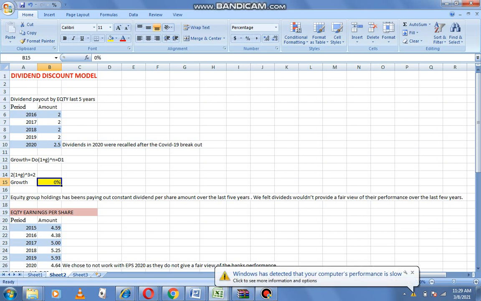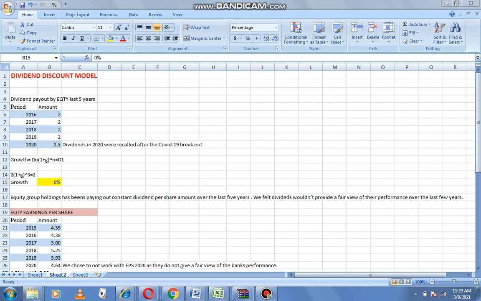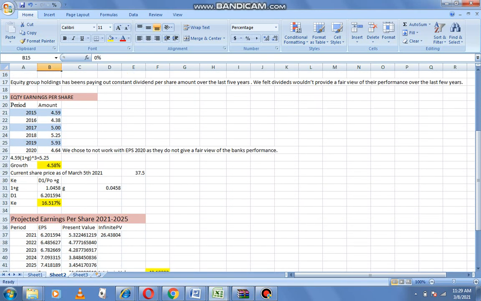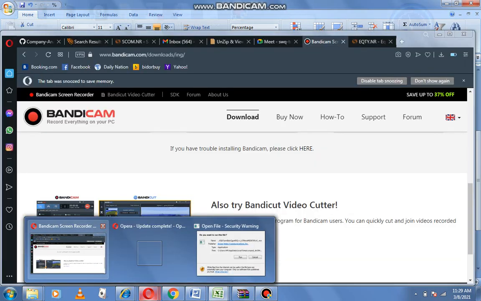So alternatively, if you can't work with the dividends, you work with earnings per share. The values of earnings per share, you get them on Reuters.